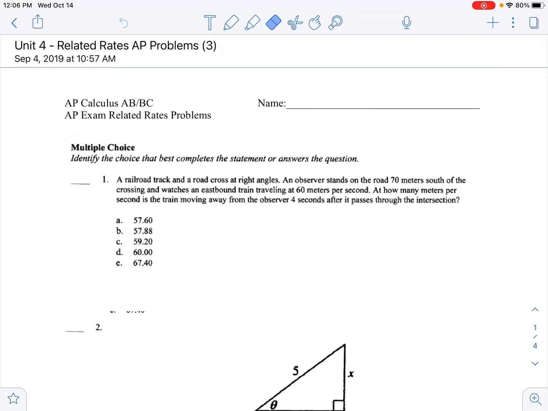All right, everyone, in this lesson we will take a look at some AP exam questions dealing with related rates. Okay, so let's have some fun here.